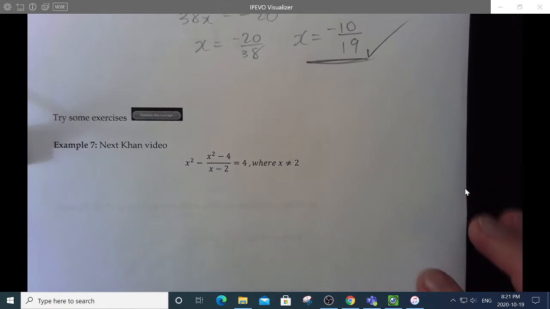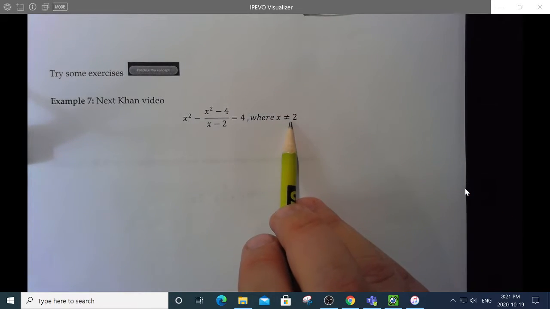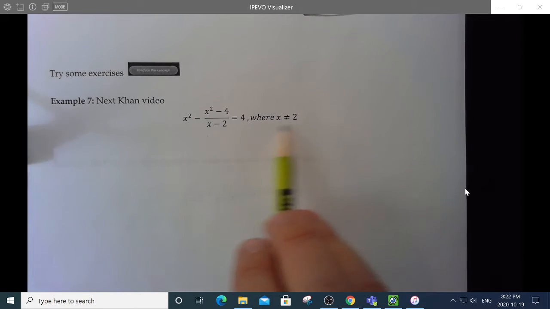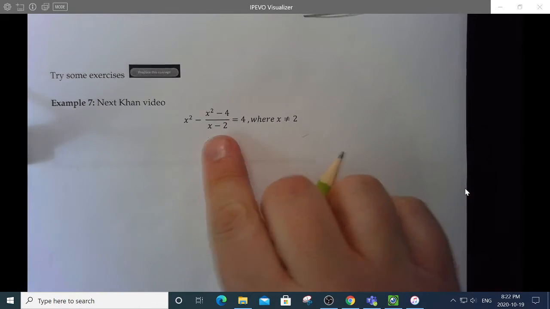All right, these get harder. Check this out. This time they're being very nice to us. They're already telling us what the non-permissible value is. Thank you for doing that, but I could have figured it out for myself. But okay, x can't be 2. So x cannot be 2. What am I going to do with this thing?